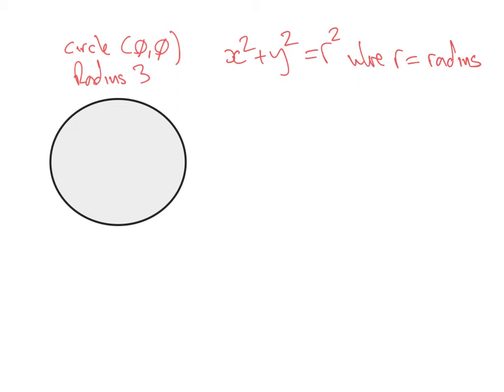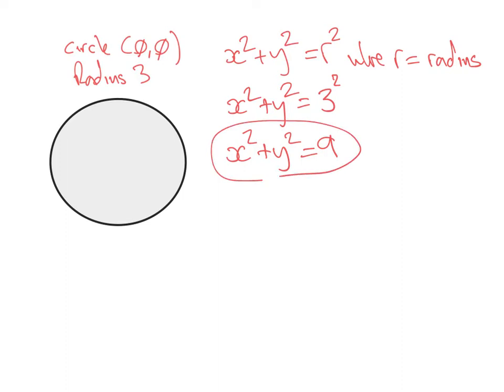So let's have a look. If we put radius 3 here, we've got x squared plus y squared equals r, which is 3, so 3 squared. That means the equation of this circle is x squared plus y squared equals 9. And that's how you'd normally see it. If you were to extract the radius from it, you have to remember that r squared equals 9, so r equals 3.